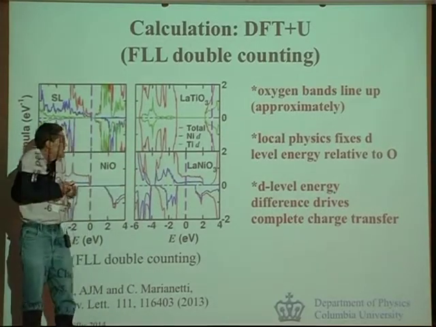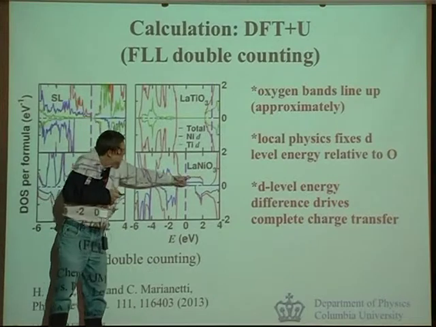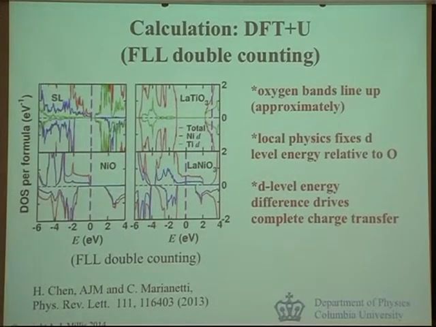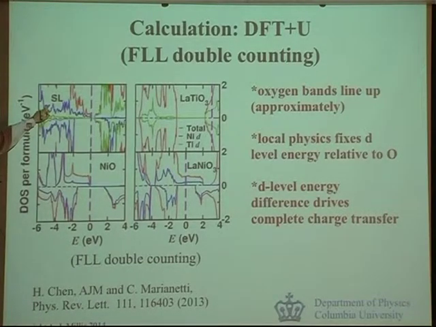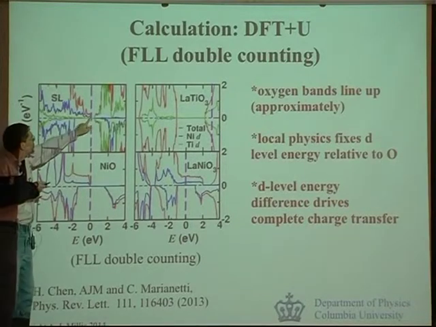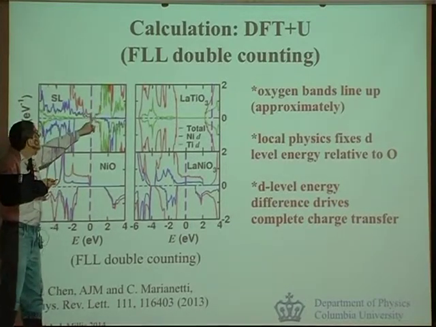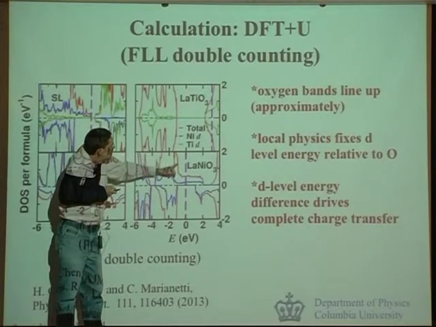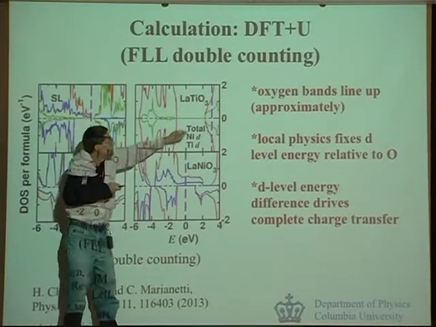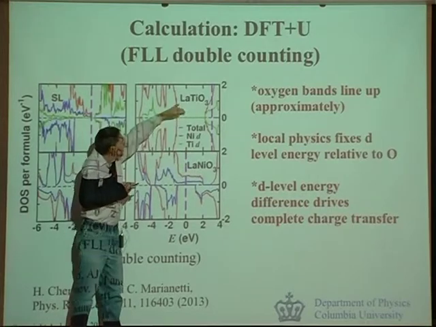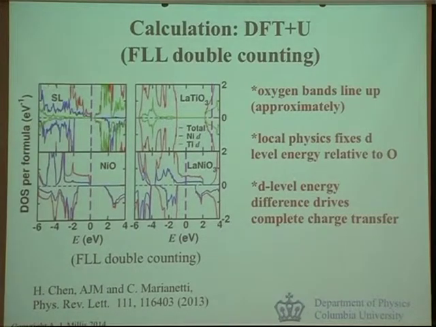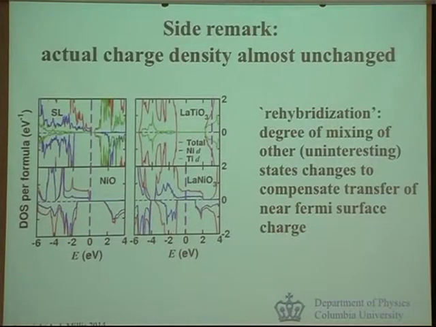Here is lanthanum nickelate. You see oxygen P, strongly hybridized with nickel D, a Fermi level here, so it's a metal. Now, you put them together into a superlattice, and what you see is a small gap, titanium D empty, nickel D completely filled. So the way this works is that the P states here approximately line up, and you get the propensity to charge transfer by comparing the PD gap here to the PD gap here. So to understand charge transfer in superlattices, the simple rule of thumb you should have is that the oxygen bands approximately line up.